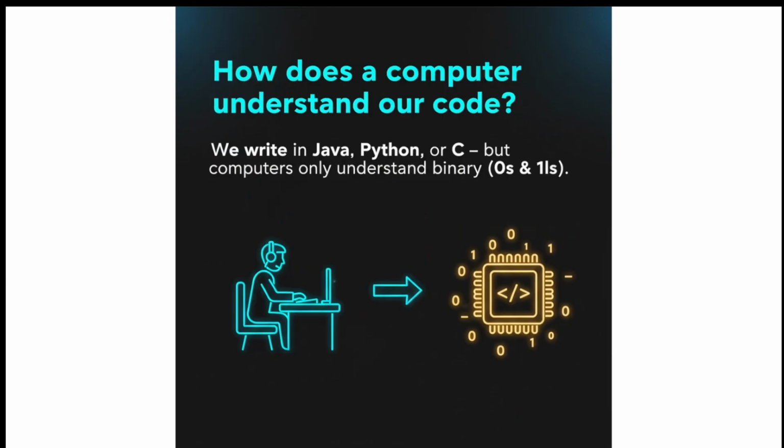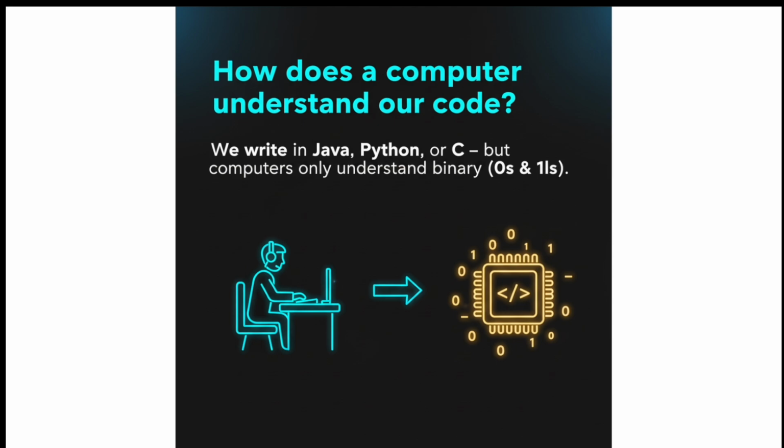Now think about this. When we type System.out.println("Hello World") in Java, what actually happens? We can read it and understand it, but for the computer, this text means nothing. The CPU, the central processing unit, which is the brain of the computer, only understands binary instructions, which are zeros and ones. So the real question is, how does our English-like Java code turn into zeros and ones that the CPU executes?